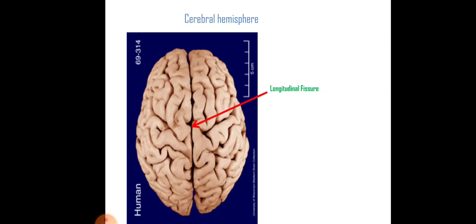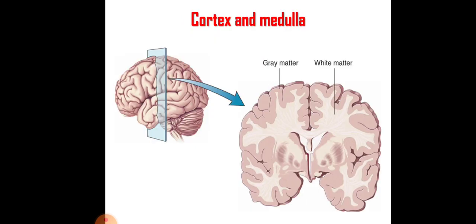So here we can see the midline longitudinal fissure between the two cerebral hemispheres. If we take a coronal section, then we can see the outer grey matter and the inner white matter. The grey matter contains the nerve cell bodies and the blood vessels, while the white matter contains the nerve fibers, and blood vessels are fewer in this area.